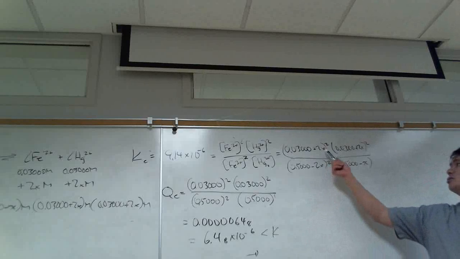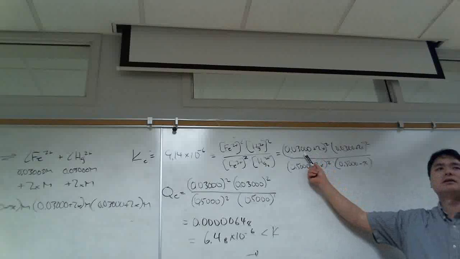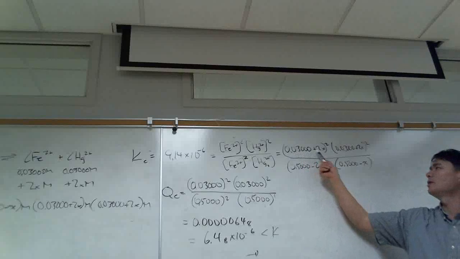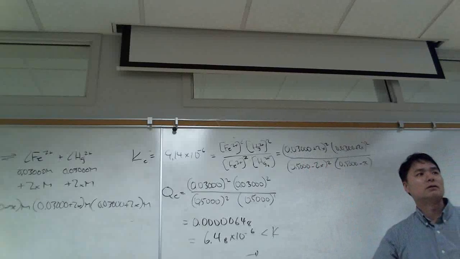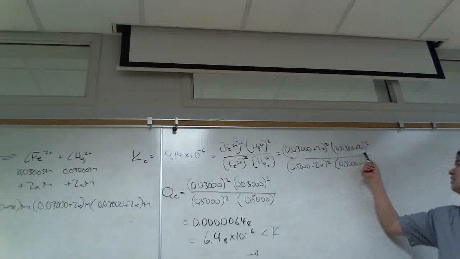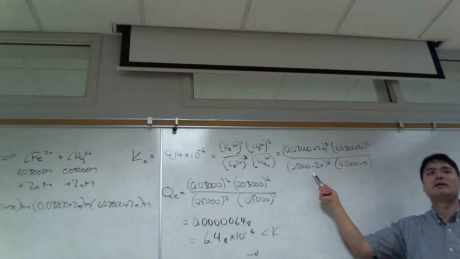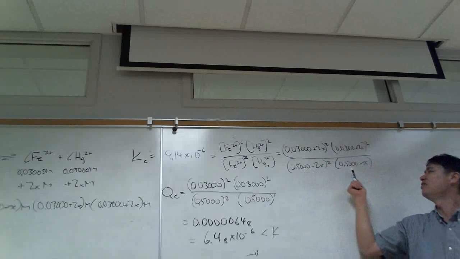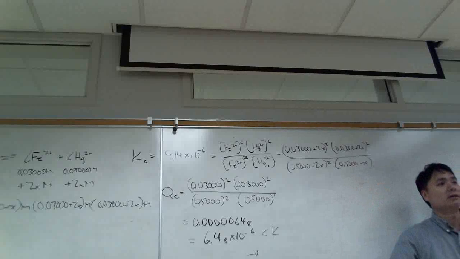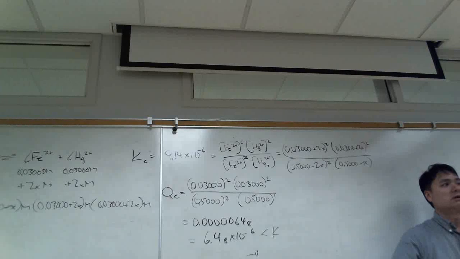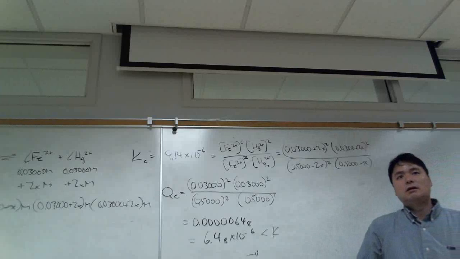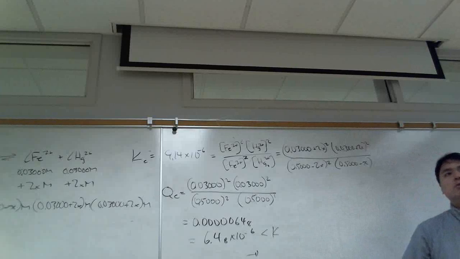We could just say 2x is going to be much smaller than 0.03. So 0.03 plus 2x should be about 0.03. 0.5 minus 2x is about 0.5. And 0.5 minus x is going to be about 0.5. Does that sound okay to you? I think the change is going to be small, but will the simplifying assumption work here?